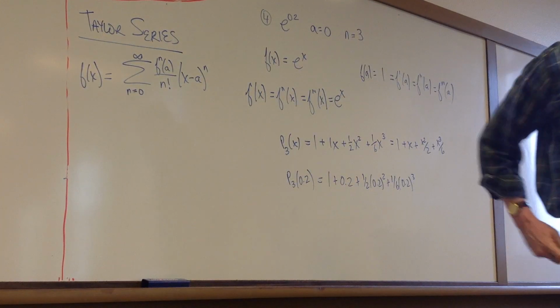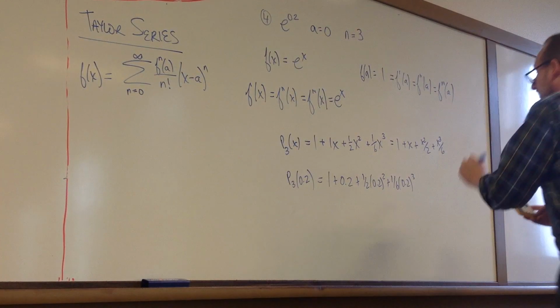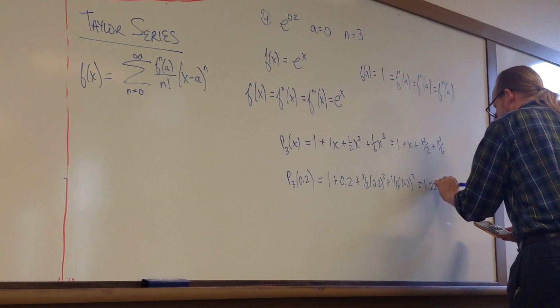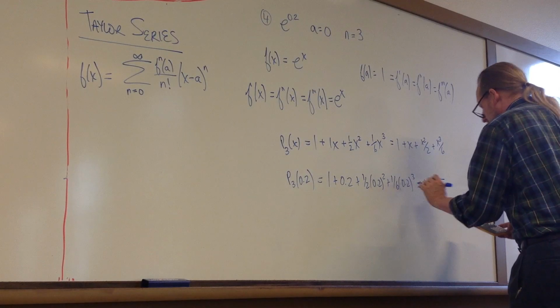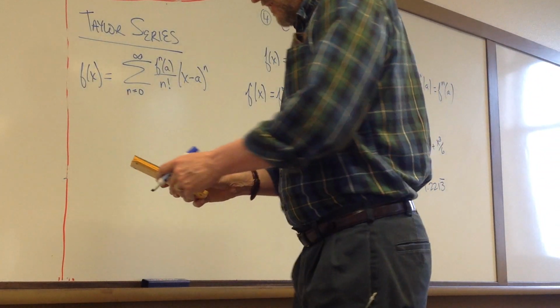All right, let's see what we get here. So 1 plus 0.2 plus 0.2 squared over 2, and then plus 0.2 cubed over 6. And this gives us about 1.2213 repeating. So that is an exact value. And let's see here.